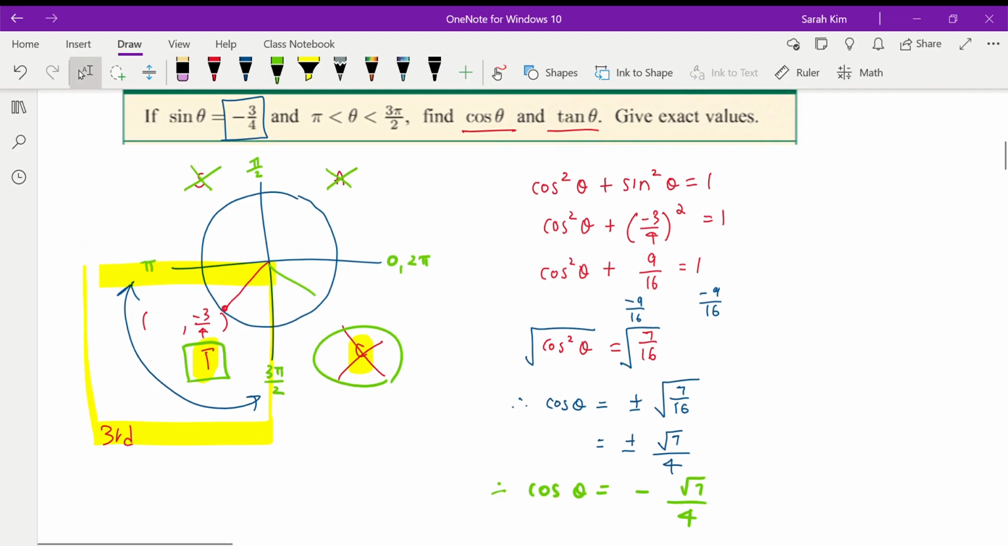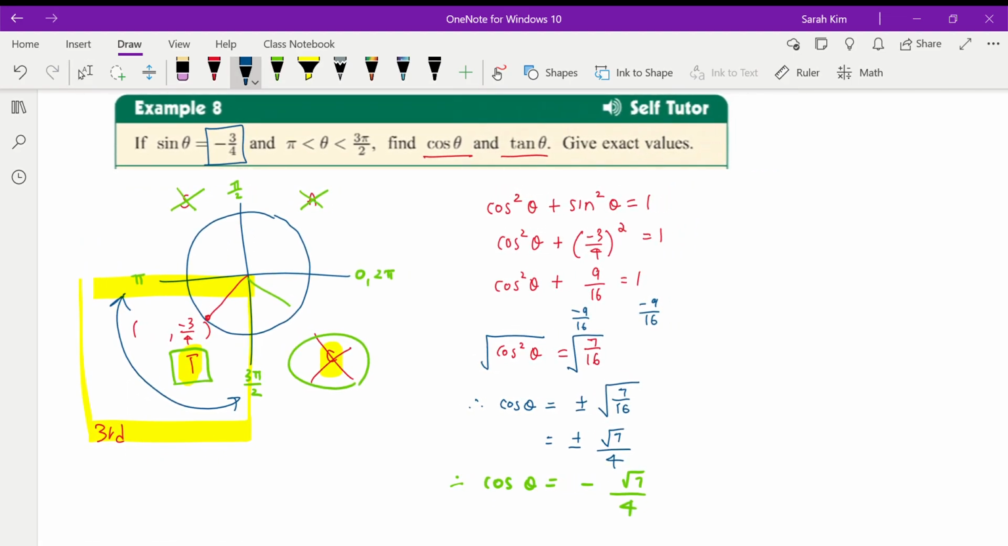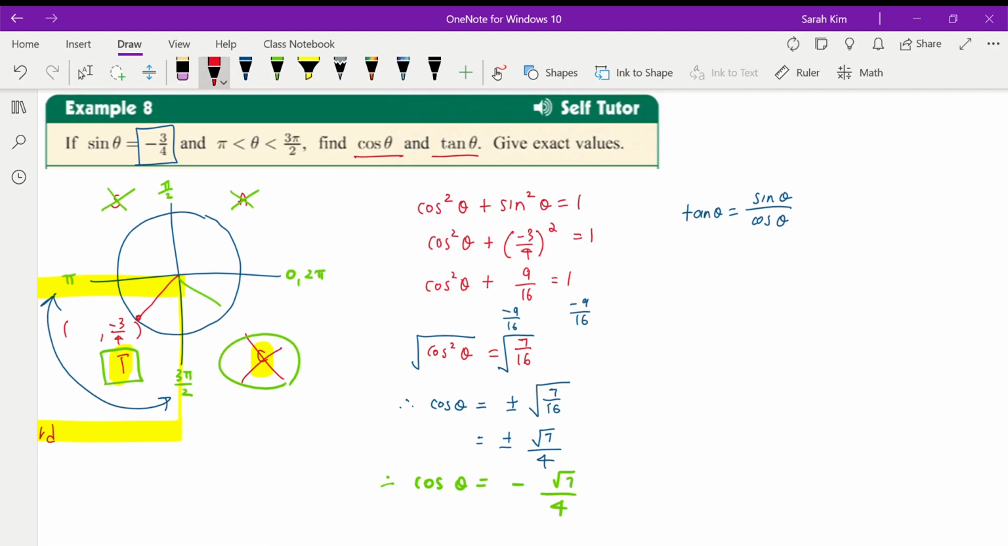So we know cos now, and what we're going to do is find the tan, and in order to find tan, you just have to write the formula, which is sine theta over cos theta. So all you need to do is substitute in the value for sine theta, which is minus 3 over 4. We've been given it from the question over here, and then we need to substitute in the value for cos theta, which is minus square root 7 over 4.